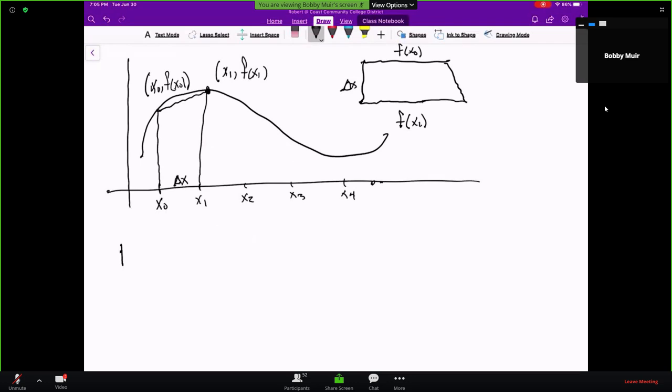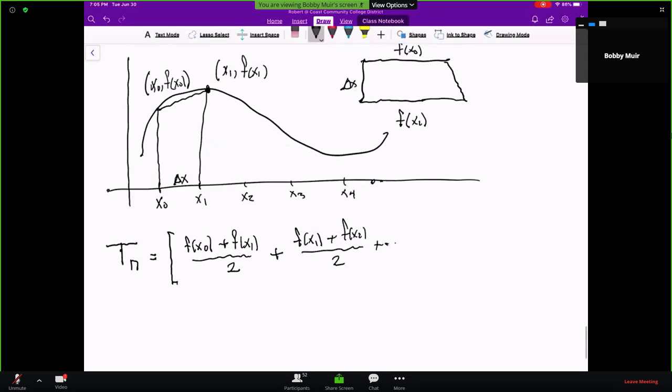Okay. So our approximation, which we'll call the trapezoid approximation, is going to be the area of each one of these trapezoids. The first one is going to be f of x0 plus f of x1 over 2, then times delta x. And then the next one is going to be f of x1 plus f of x2 all over 2. And this is going to go until we're all the way to the end: f of x sub n minus 1 plus f of x sub n all over 2. And then all of this is going to get multiplied by delta x.